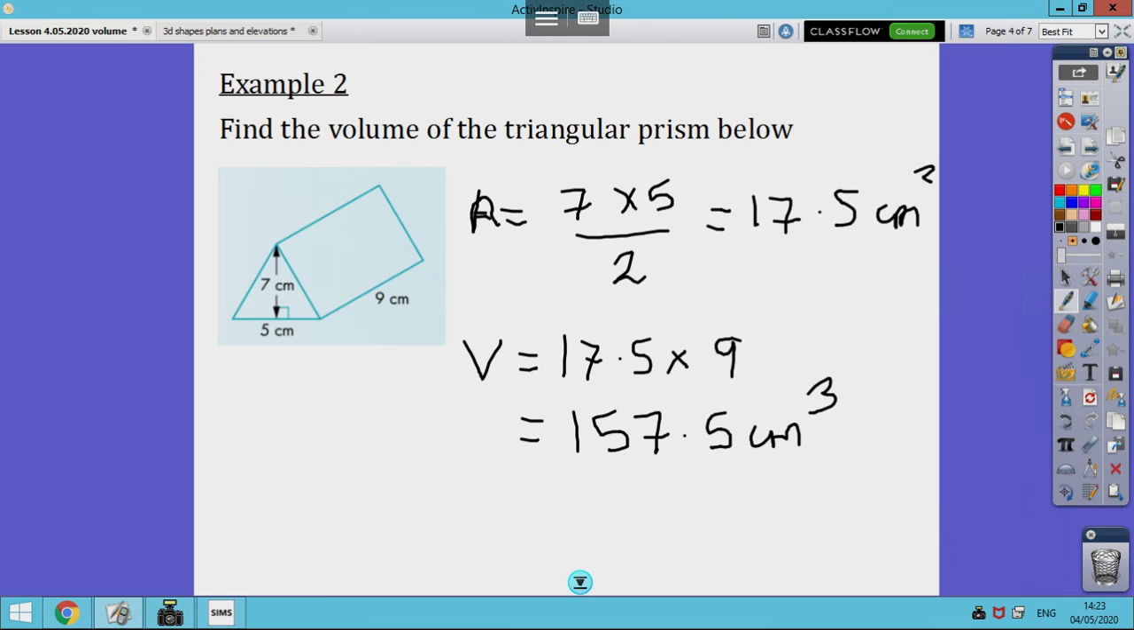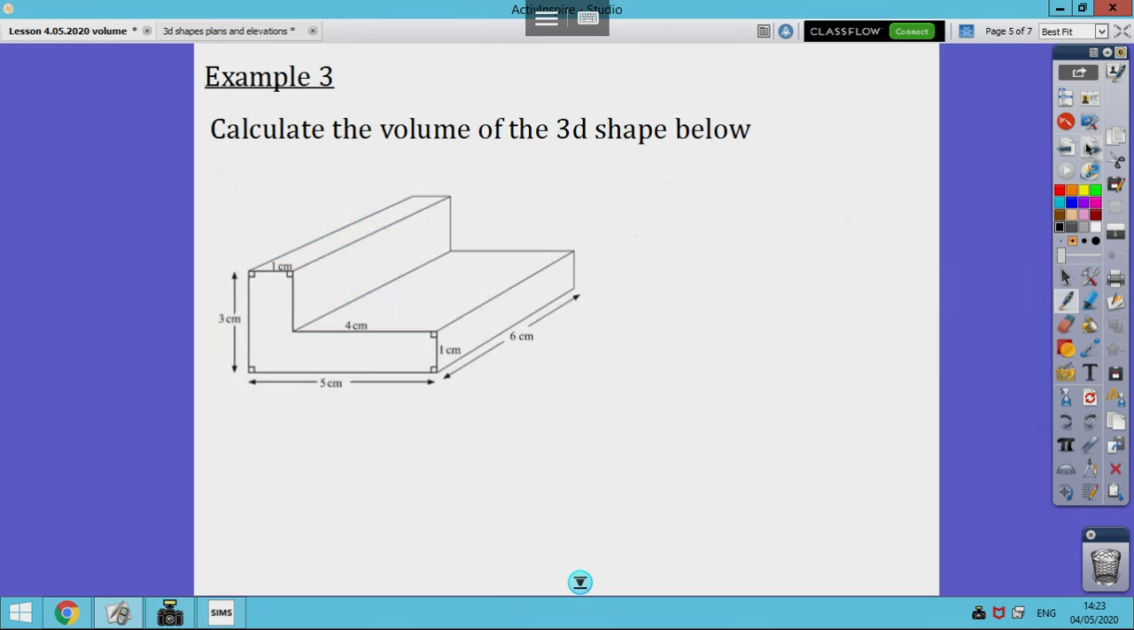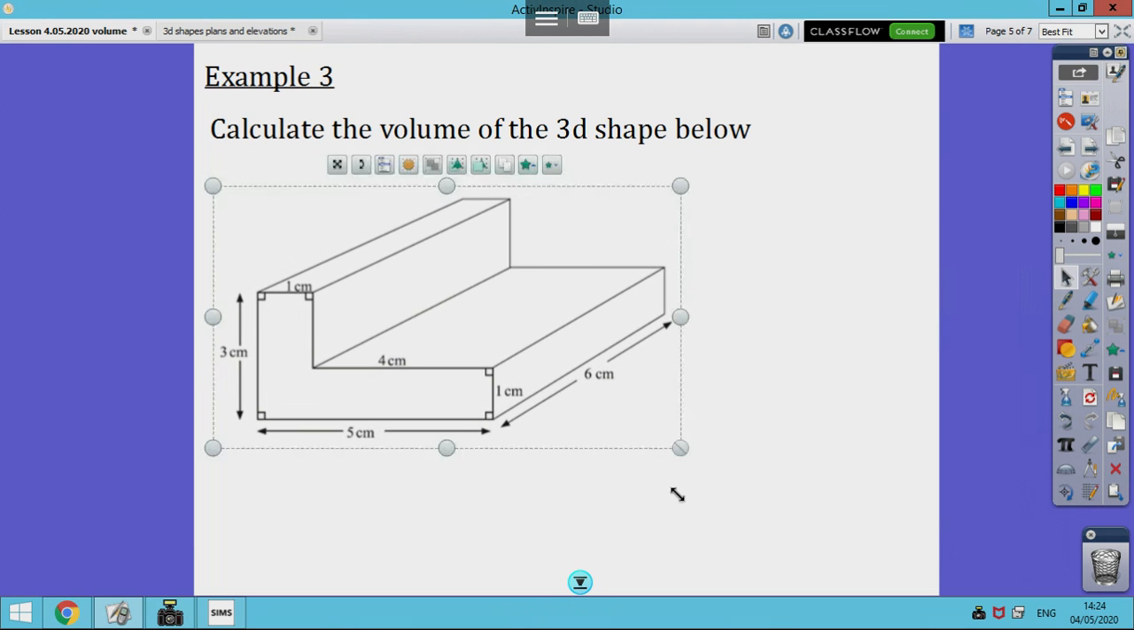Now, here's your last example, so example number 3. Remember, pause the video whenever you want to, just to write any notes or anything like that. Now, this one looks like a complicated one, doesn't it? So you've got this really kind of crazy compound shape here. I'm just going to try and make it a little bit bigger so you can see the lengths.